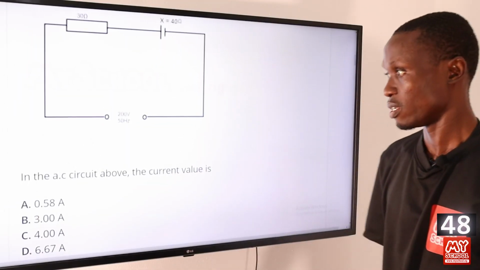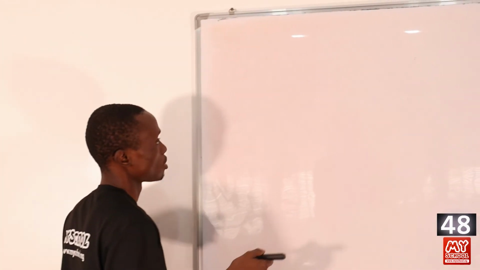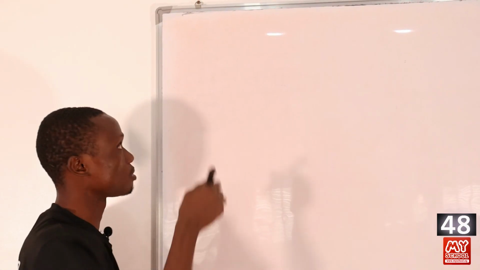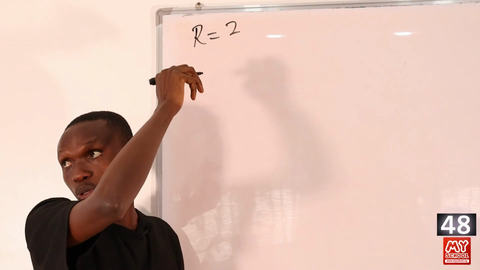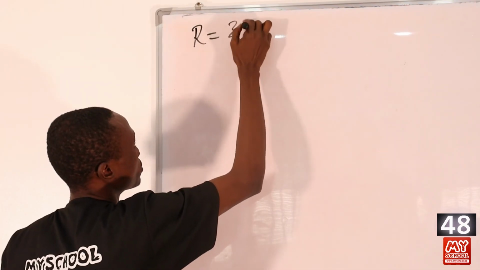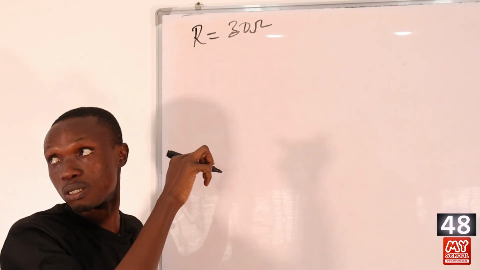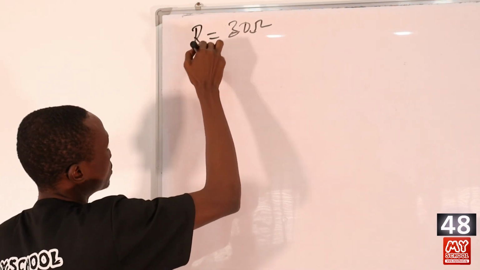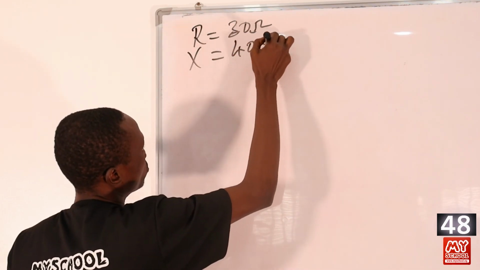Question 48. In the AC circuit above, the current value is... So let's move back to the boards to provide the answer to that question. First of all, in that question, we are given resistance to be equals to 30 ohms, and we are given the reactance to be equals to 40 ohms also.